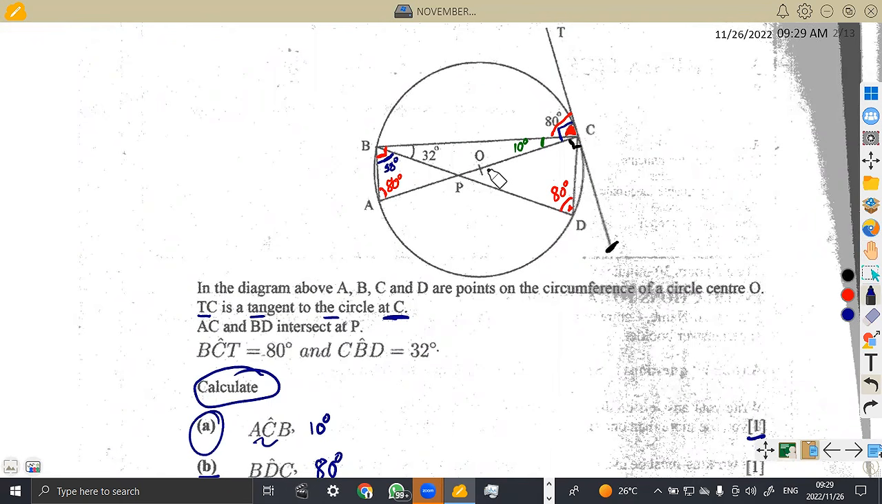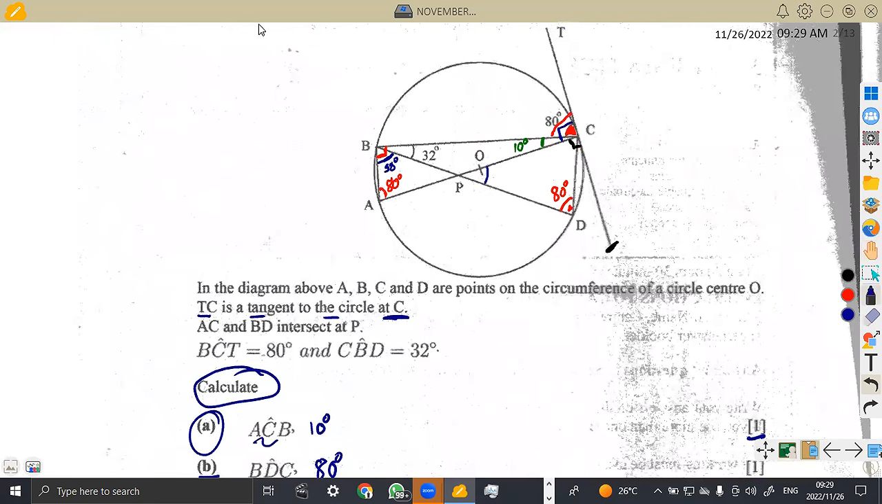CPD, this angle that we are having on this point. Okay, so there are so many ways that we can use to find this angle CPD. If we check this angle properly, it is the same as the angle BPA, this angle here. We've got vertically opposite angles. Remember, vertically opposite angles are equal.